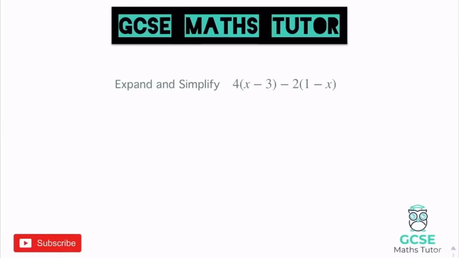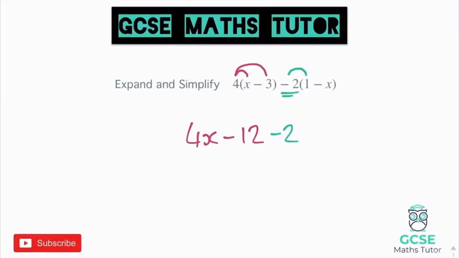Okay, so this one here, we've got it a little bit jumbled up, it's a little bit different to the last few, but let's just follow the exact same process and see what we get. So first bracket, 4 times the x gives us 4x, and 4 times the negative 3 gives us negative 12. Now moving on to the next bracket, but again, just being careful because we've got a negative 2 at the start. So this time it's negative 2 times the number first. So negative 2 times 1 is negative 2, so take away 2.